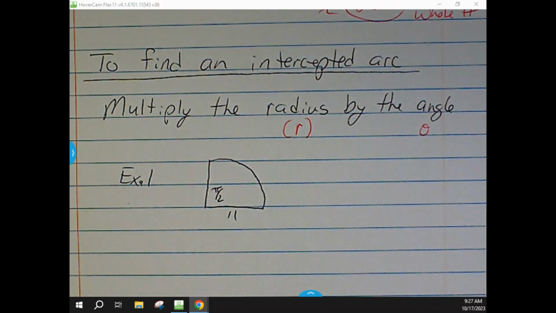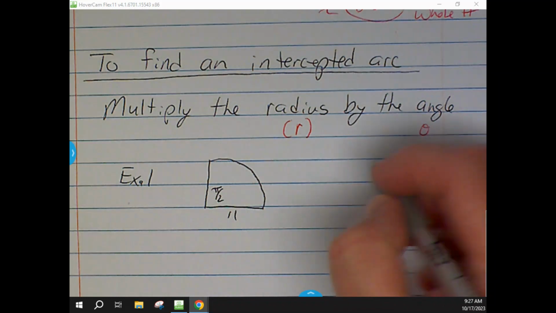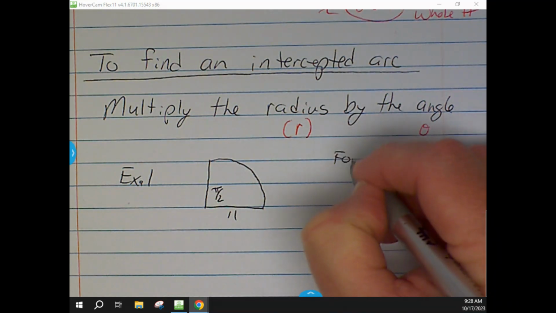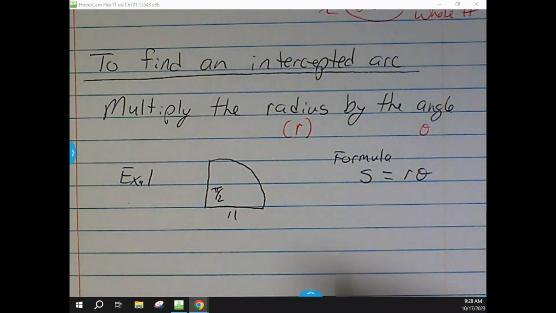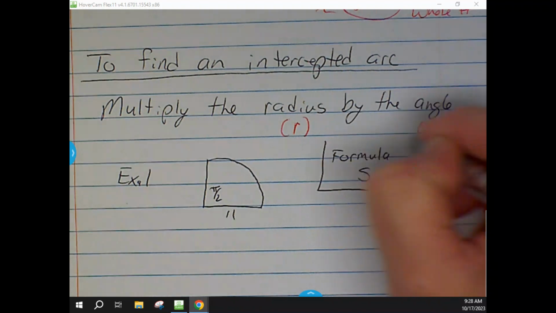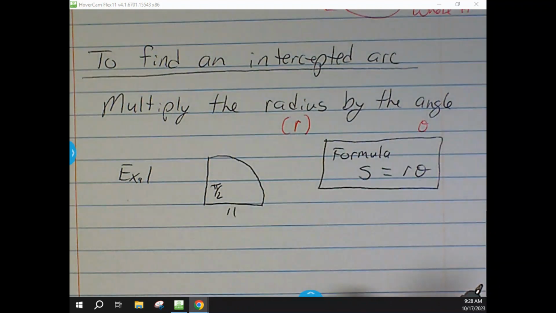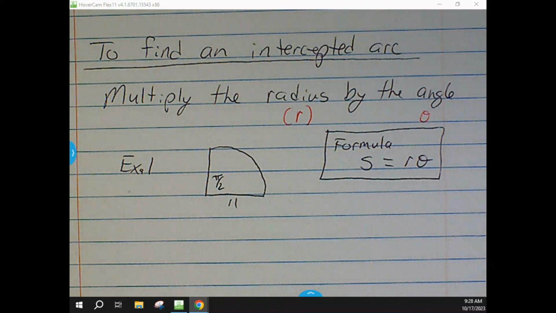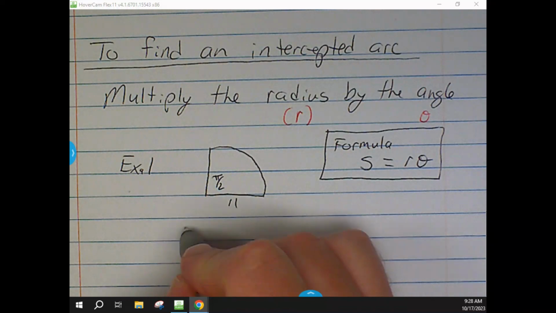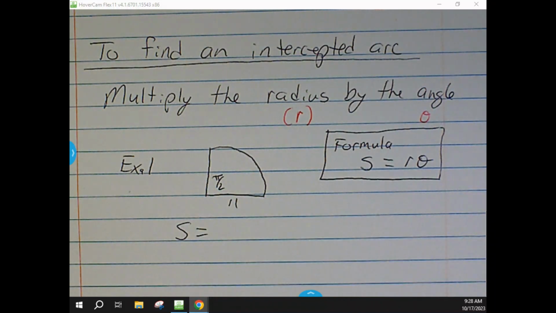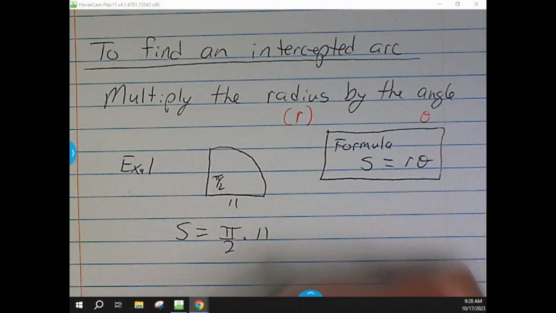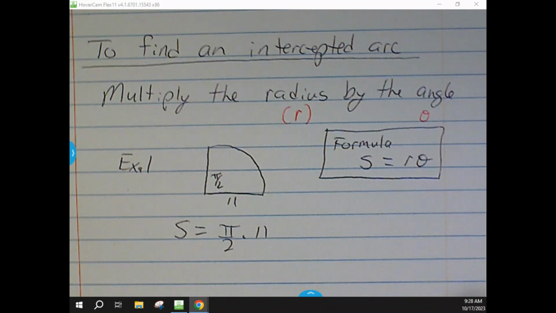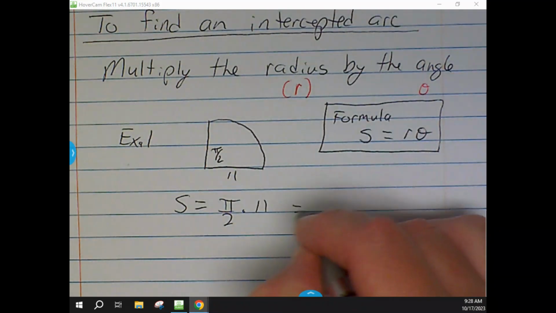And all you're going to do, now here's the formula for this thing. The formula that they will talk about is just S equals r theta. So for this example, S, which is your intercepted arc, is just your radius times your angle. The order you put these in doesn't really matter. If you just put that together, that's just 11 pi over 2.